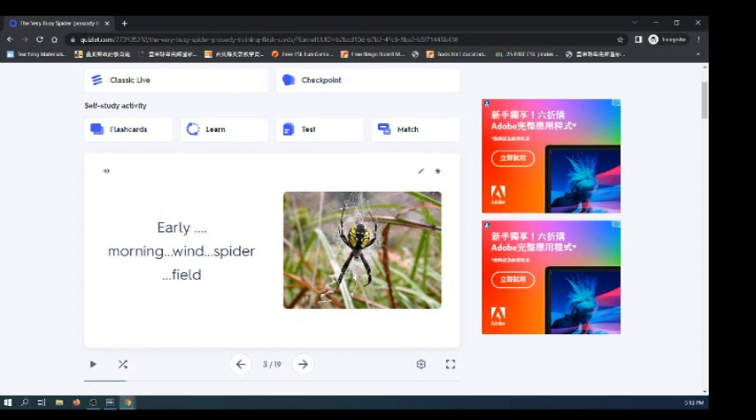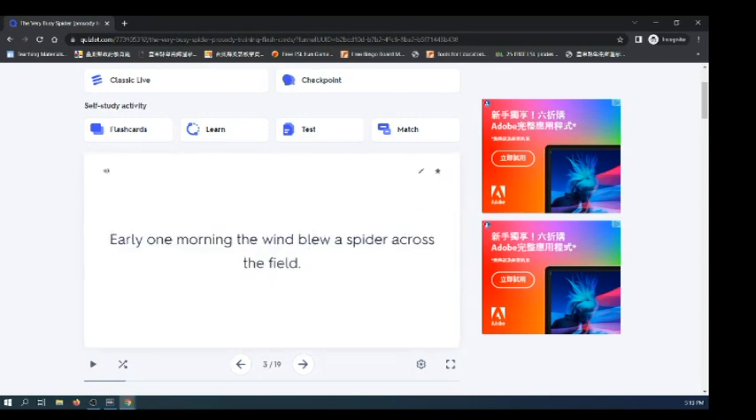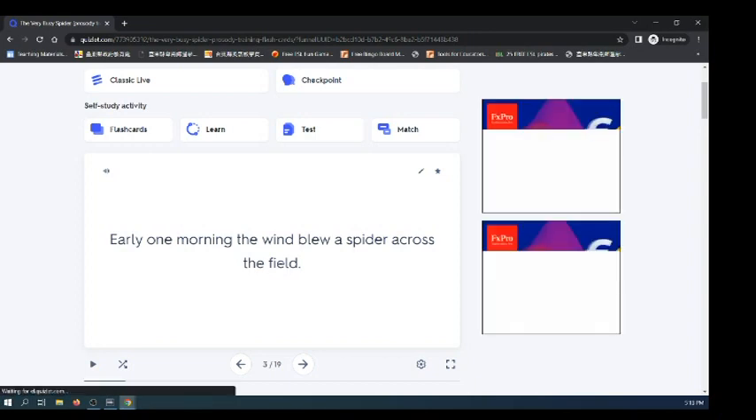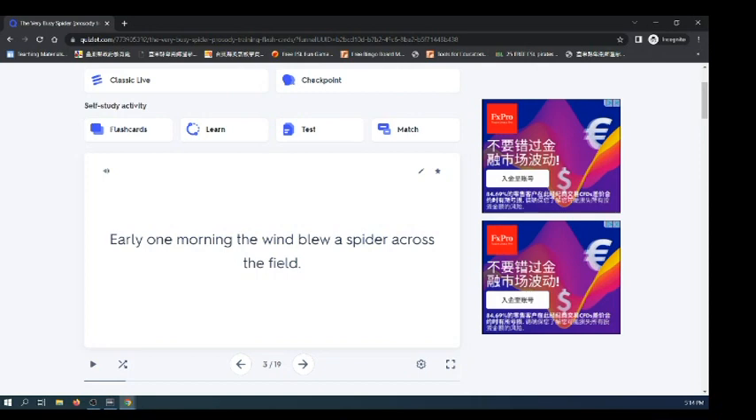Early, morning, wind, spider, field. Early one morning, the wind blew a spider across the field. So did you hear me? My stress on spider, field. Early morning, wind blew a spider across the field.